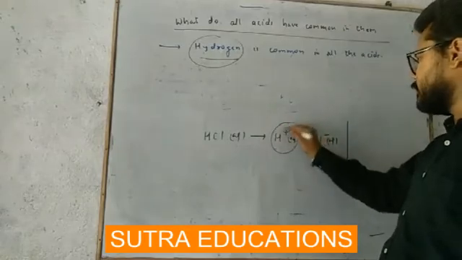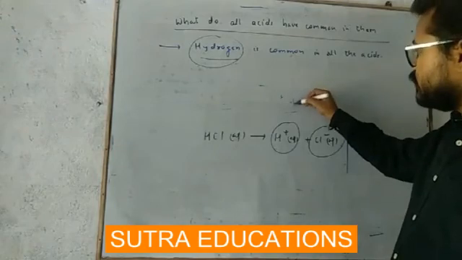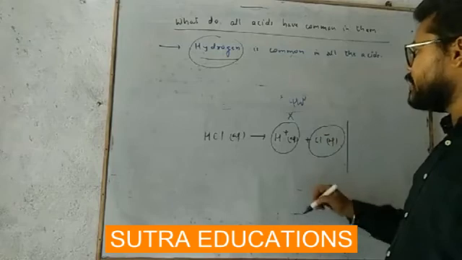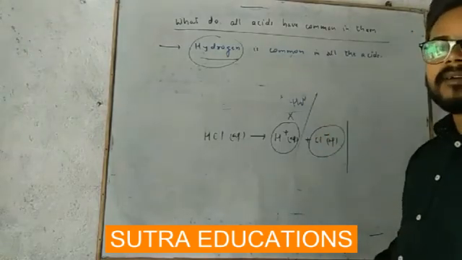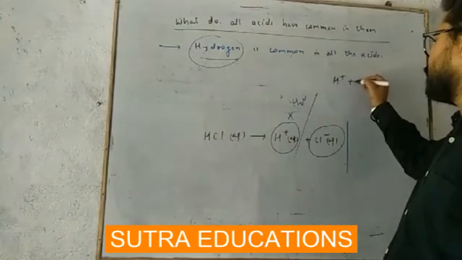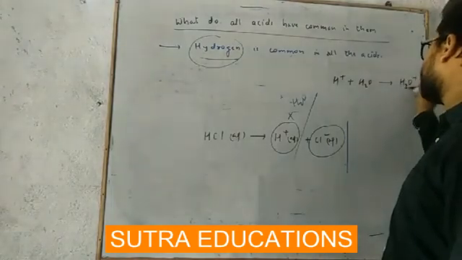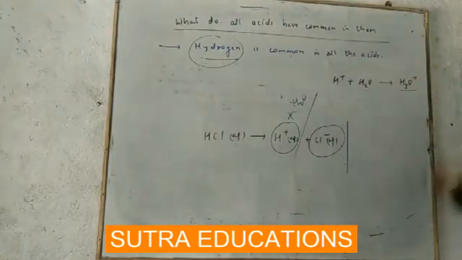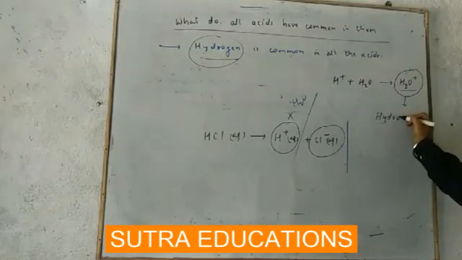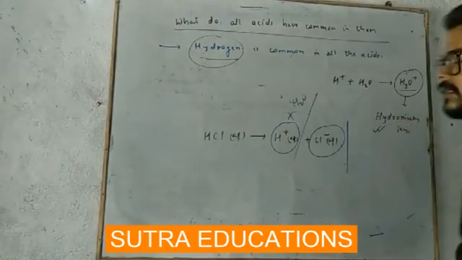It is H plus, it is Cl minus, and all these are present in H2O. So what happens? A molecule of H2O combines with H plus ion like this. H plus plus H2O forms H3O plus, and it is known as hydronium ion. Getting this?